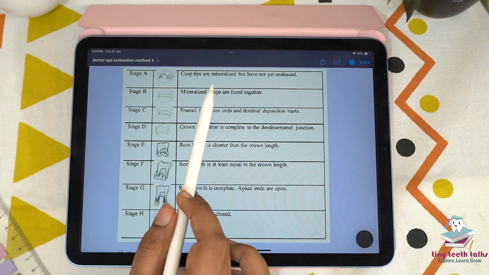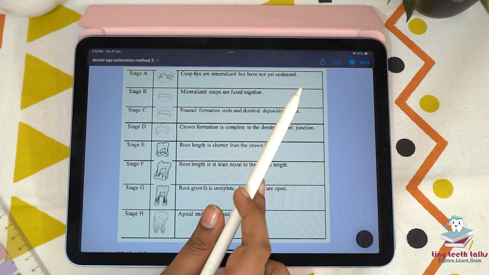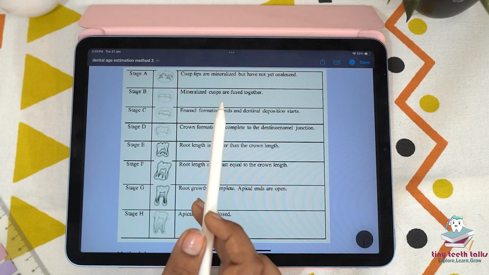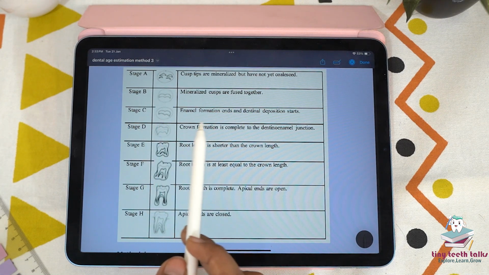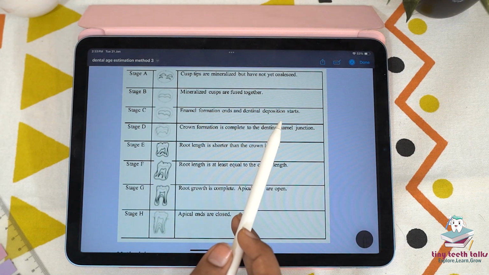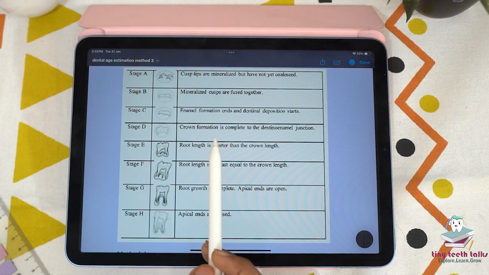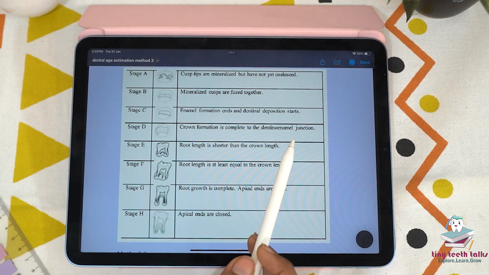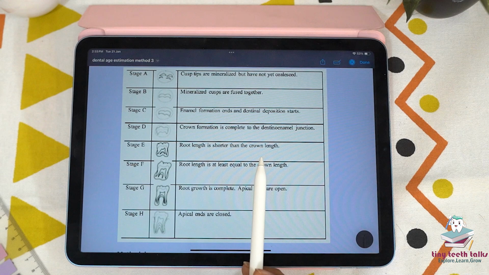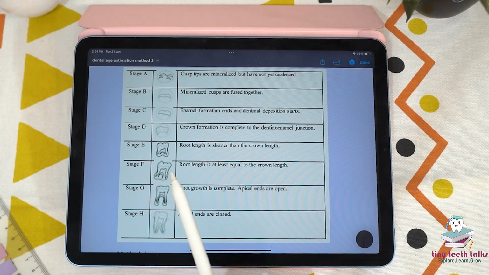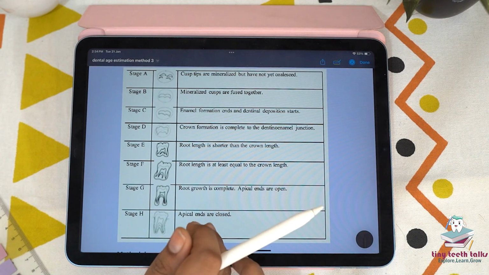Stage A, cusp tips are mineralized but have not yet coalesced. Stage B, mineralized cusps are fused together. Stage C, enamel formation ends and dentinal deposition starts. Stage D, crown formation is completed to the dentino-enamel junction. Stage E, root length is shorter than the crown length. Stage F, root length is at least equal to the crown length. Stage G, root growth is complete, apical ends are open. And stage H, apical ends are closed.